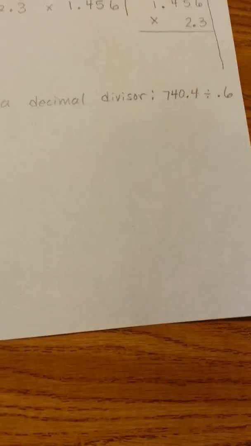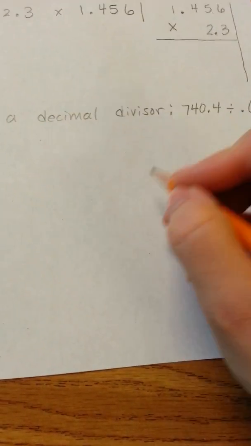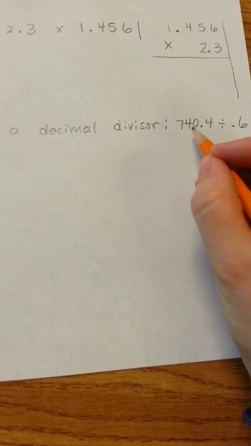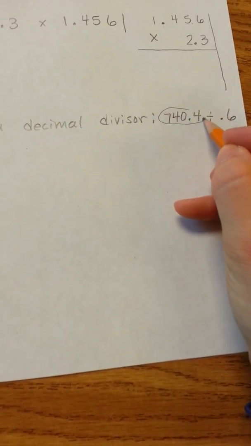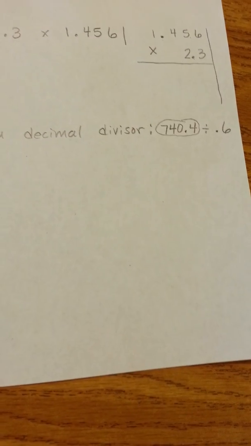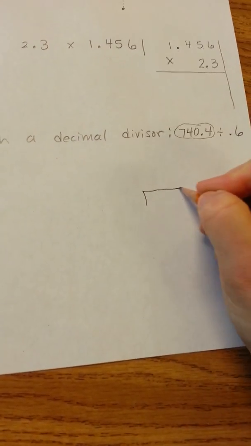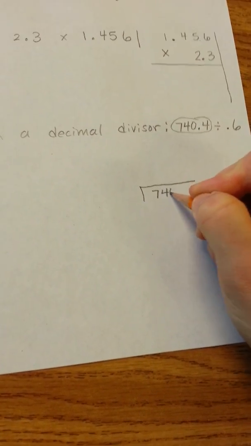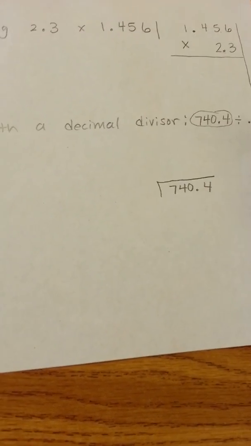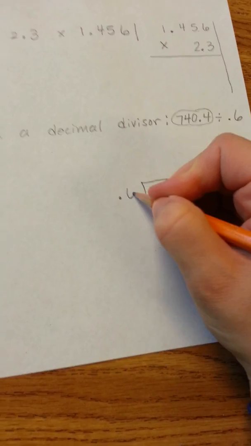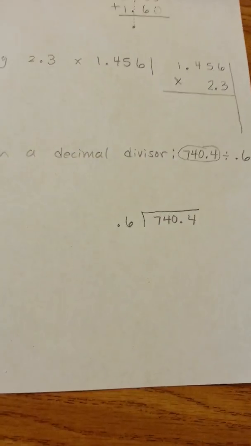Okay, and last but not least, dividing with a decimal in the divisor. Whenever you're going to solve with a decimal in the divisor, you're going to take the first number that you see, and this number will become the dividend. Inside the den, 740.4. 0.6 will become my divisor.